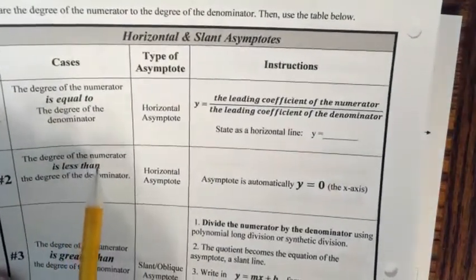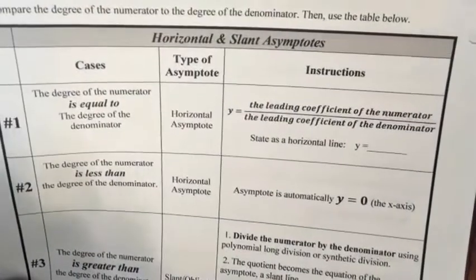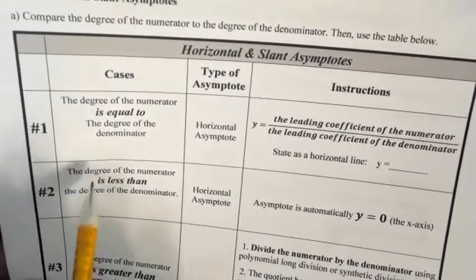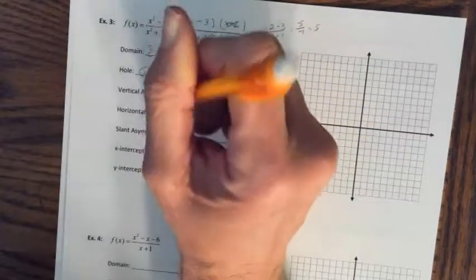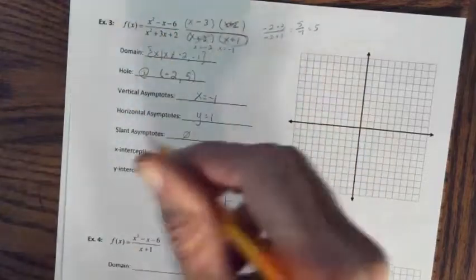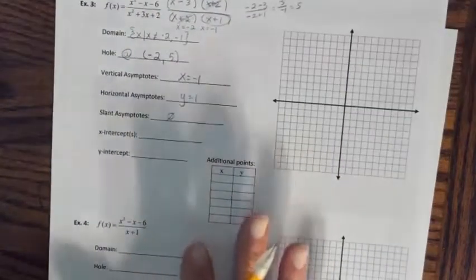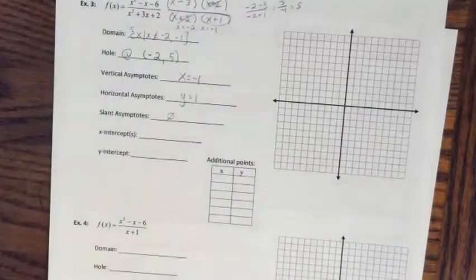Again, if the degree of the numerator is less, so let's say this has a degree of 1 and this has a degree of 3, you would have y equals 0, the x-axis, as the horizontal asymptote. None of these examples have an example like that, but I just wanted to mention that.